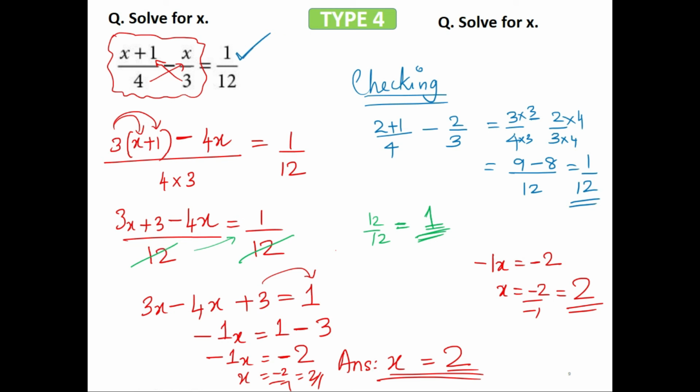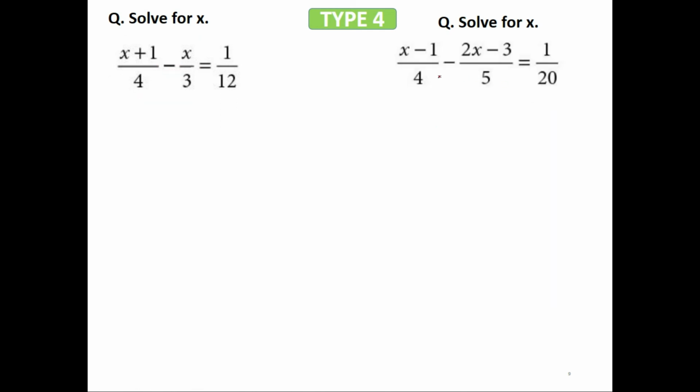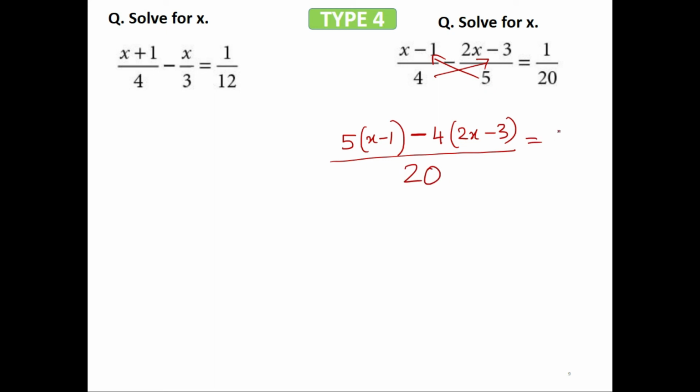Giving you another question to solve from your end. Now in this question you have to be very careful with the negative sign. I'll start with the butterfly method. So I have 5 multiplied by x minus 1 minus, I'm going to multiply 4, so 4 multiplied by 2x minus 3 divided by 20. 4 multiplied by 5 is 20, equals 1 over 20.